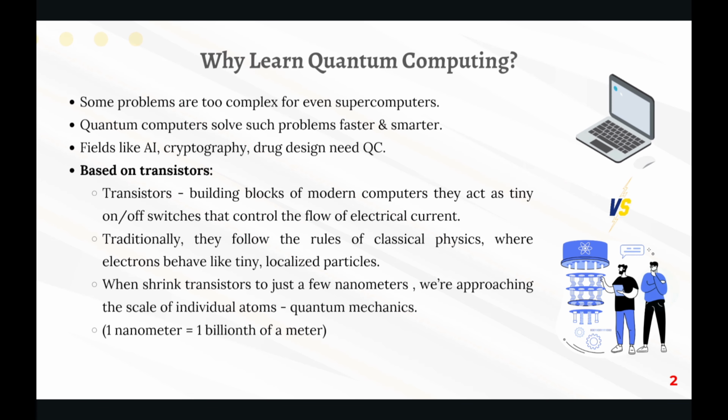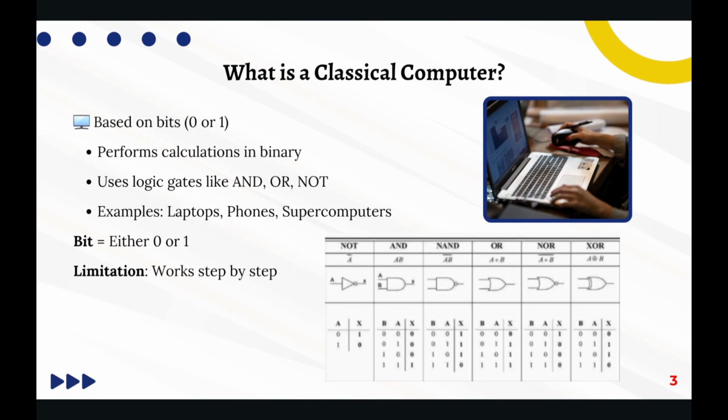So next, we'll be seeing about what is a classical computer. A classical computer works with bits, either 0 or 1. It performs all the operations using these bits, such as the logic gates AND, OR, NOT.